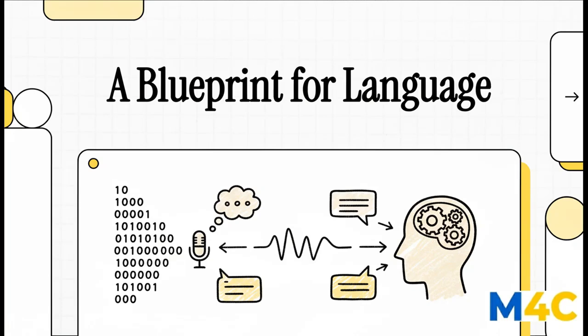Welcome to the Explainer. You know, computers, they think in ones and zeros. But us, we think in poetry. We make jokes, we get into arguments. It's a totally different world, right? So how on earth do we bridge that gap?